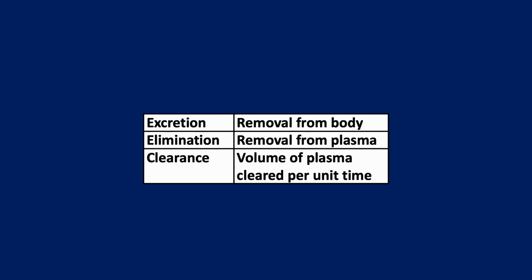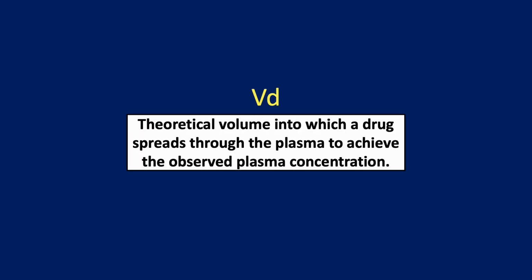There are three important terms which we should cover: excretion, removed from the body; elimination, removed from the plasma; and clearance, volume of plasma cleared per unit time. These will be discussed individually. Firstly, the volume of distribution.